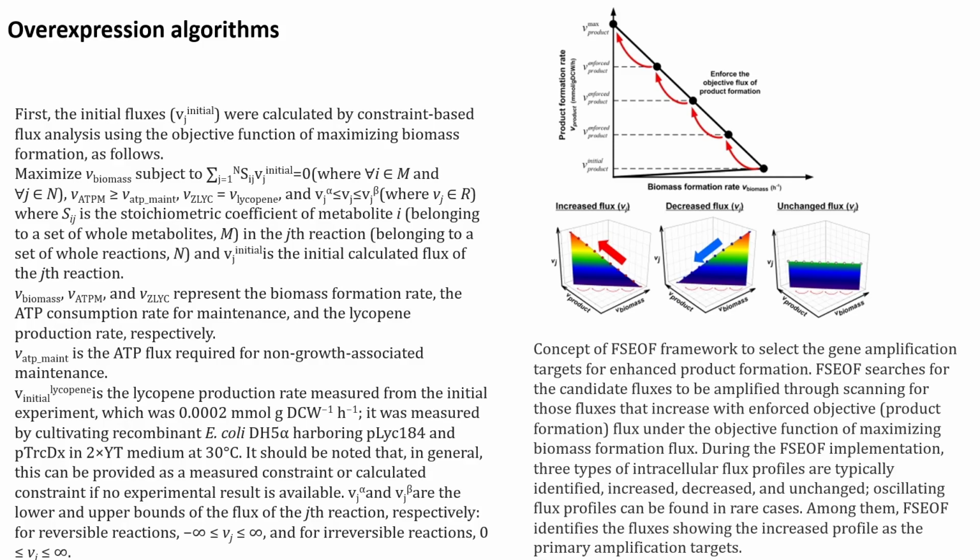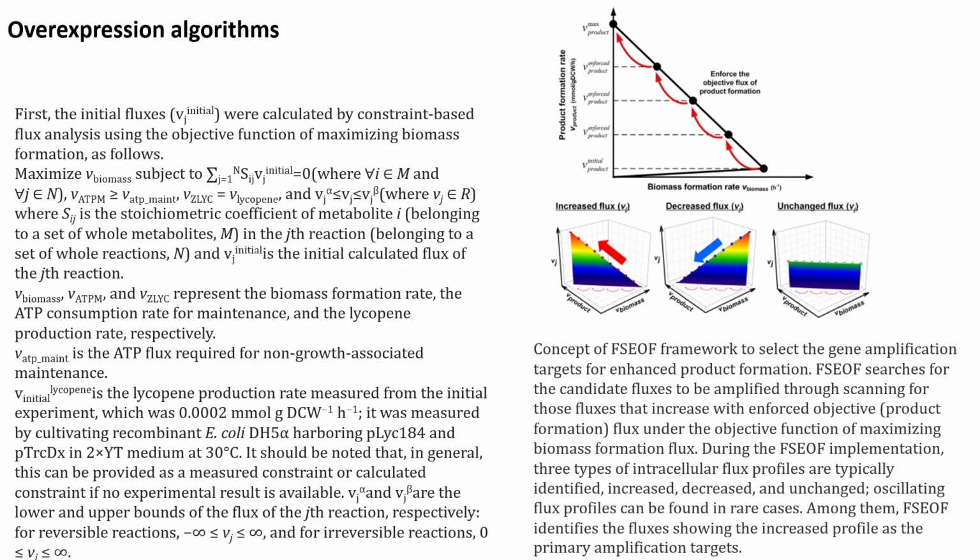And basically, V alpha J and V beta J are the lower and upper bounds of the flux of the Jth reaction. For a reversible reaction, your Vj should go from minus infinity to plus infinity. For an irreversible reaction, it should go from 0 to plus infinity, so it cannot go negative because it is irreversible. Similar, simple concept. Now, how do you incorporate this concept of overexpression inside it?